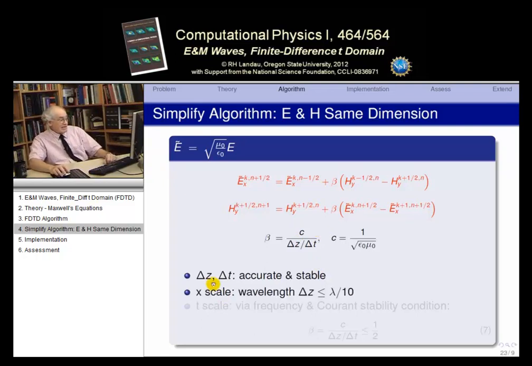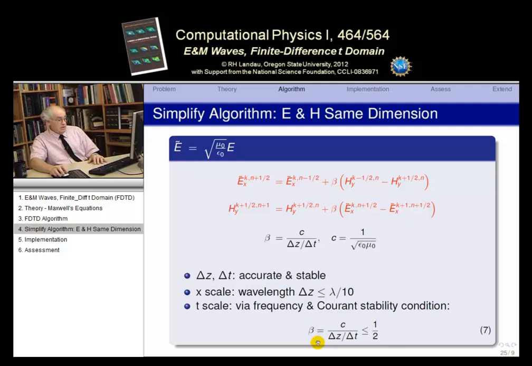So we want the space scale to be something like less than 1/10 of a wavelength. So what's the wavelength? Well, we tell you from the initial conditions; you know what the wavelength is of the wave we're trying to simulate. That determines what your space grid should be. And once you have the space grid, you want the time scale to be set by the frequency at which the wave is propagating. That tells you how many oscillations per second you want to get in. So you have to have a small time step to see all the oscillations.